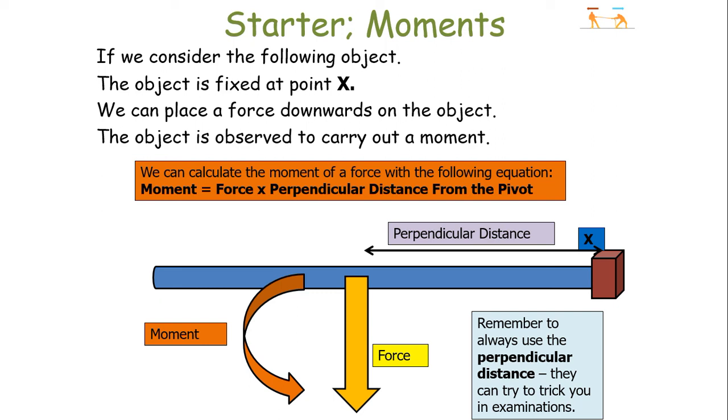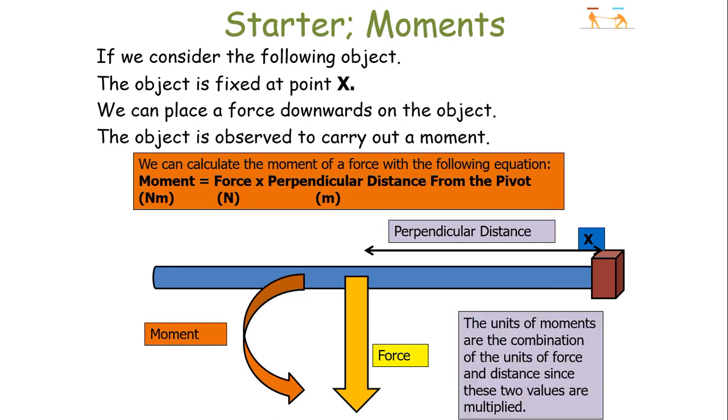Now remember, in an exam question, you should always use the perpendicular distance. In some exam questions, they try and trick you by giving you more distances, and you have to select the perpendicular distance in the diagram to put into your equation to work out a value for your moment. Now, if we pop our units in, moments are measured in Newton meters because the force is measured in newtons and the perpendicular distance is measured in meters. So we're multiplying newtons by meters to get the units of Newton meters.